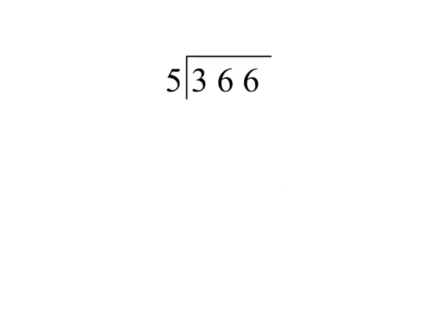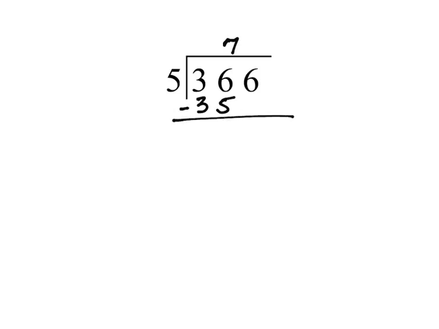All right, let's take a look at this problem. Here's another one where my first digit in my dividend cannot be divided with my divisor. So I cannot get any groups of 5 out of 3, but I can get groups of 5 out of 36. I can get 7 of them. So the 7 has to go above the 6. And 7 times 5 is 35.